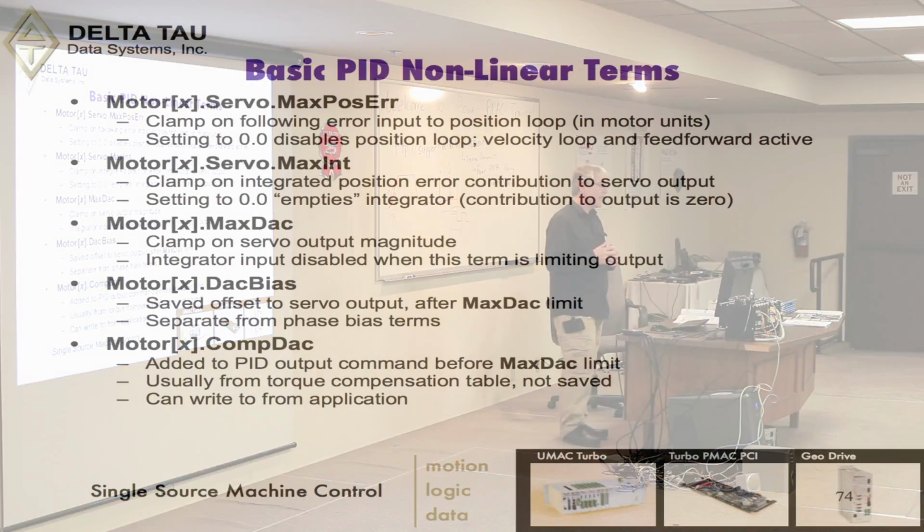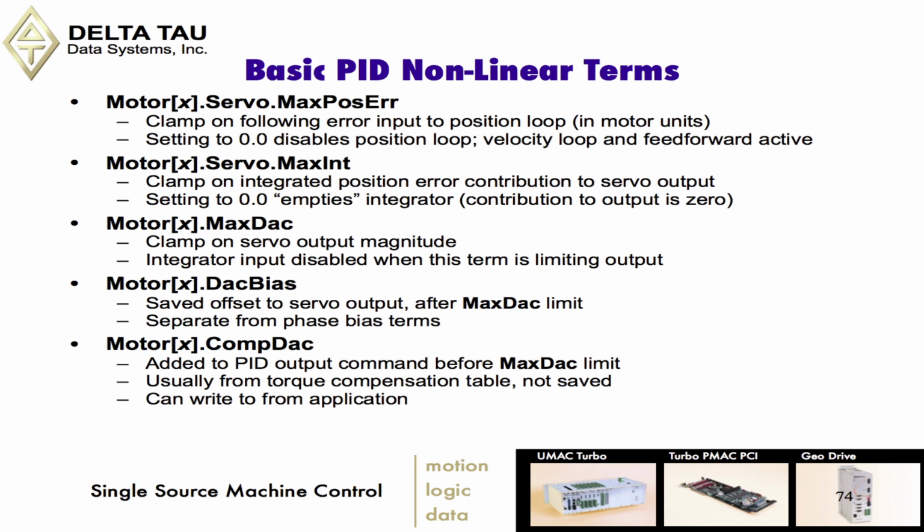Some of the important nonlinear terms that we have in the PID loop. The max position error gives a clamp on the following error input to the position loop. Servo.MaxInt gives a clamp on the integrated position error to the servo output. Motor[x].MaxDac is a clamp on the servo output magnitude. So this is the maximum value, let's say in a plus or minus 10 volt system, the maximum output you would have on the DAC.